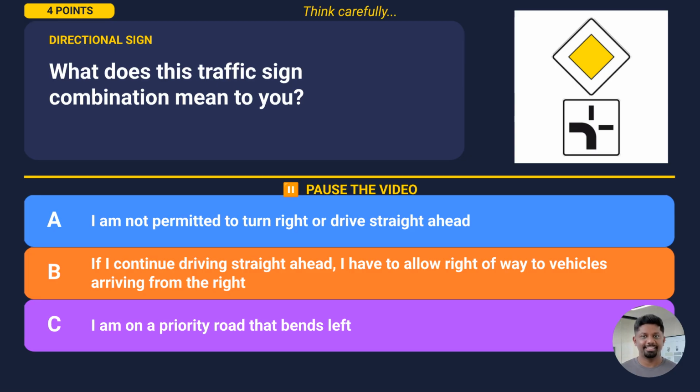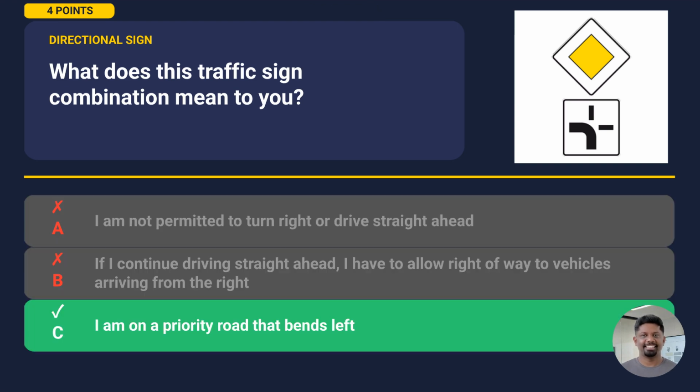Pause here and think carefully. Ready? Let's check the answers. The correct answer is C. Let's understand why.